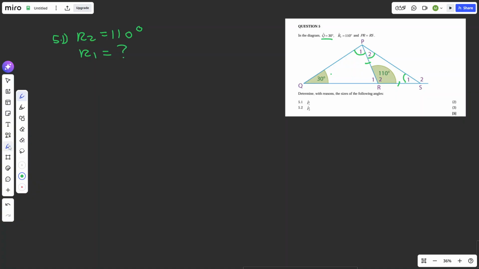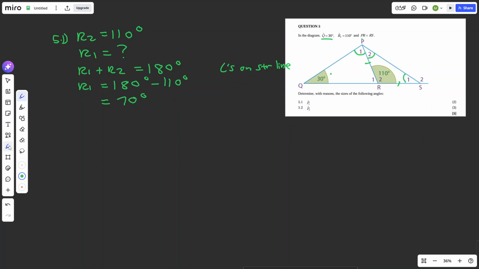Why? Because when we find R1, we can sum all these angles within triangle PQR to find P1. So we're taking it one step at a time. Now let us find R1. R1 plus R2 is equal to 180 degrees. The reason is angles on a straight line. So now R1 is equal to 180 degrees minus 110. So now R1 is equal to 70 degrees.